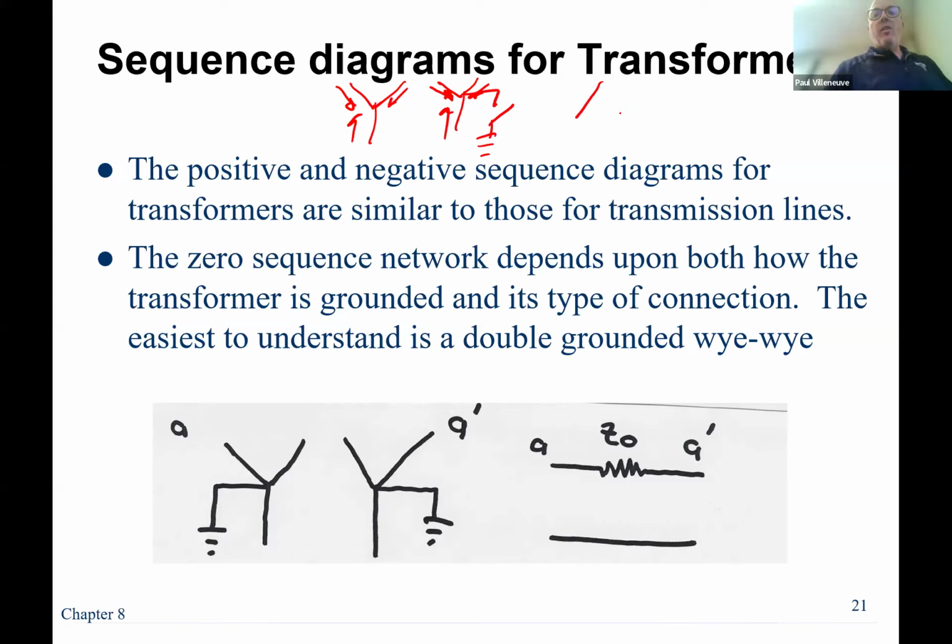Same thing for a delta transformer with a Y winding. This current over here, it's got to flow here. This, well, I kind of did it. Let me try to do it a little bit better.